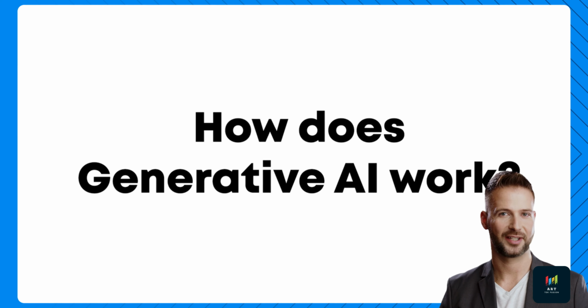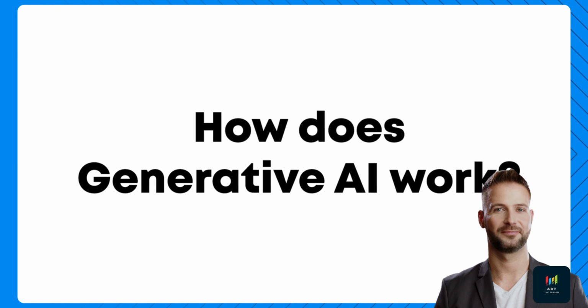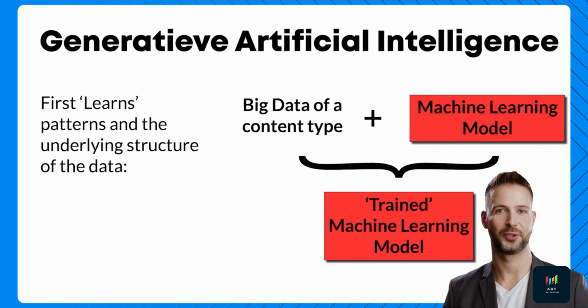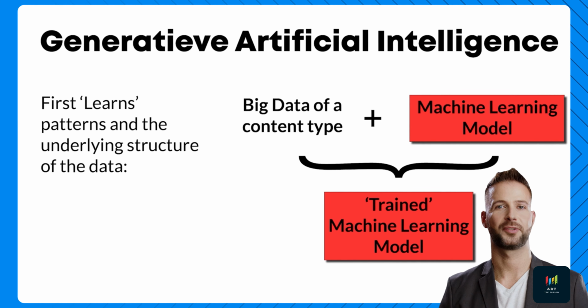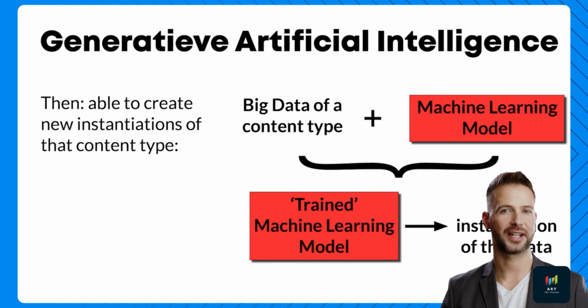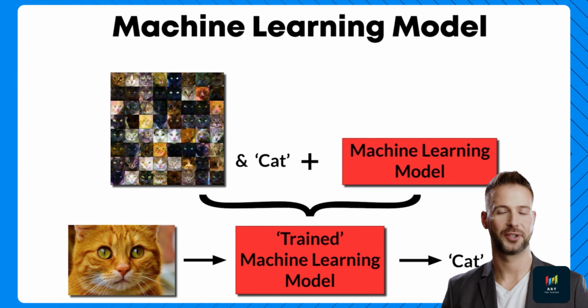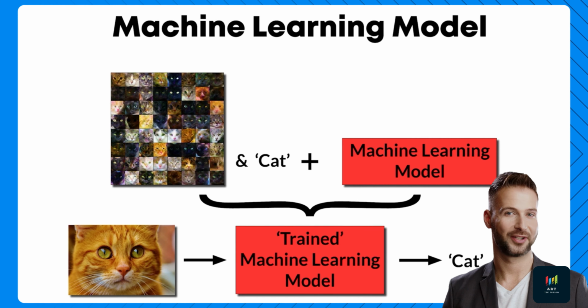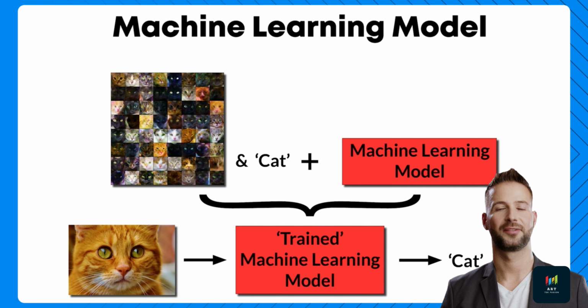So in this one, we are going to talk about how generative AI works. So let's first take a look at how the actual model works. Generative AI is first trained on an enormous dataset. From this dataset, the AI model learns the underlying patterns of the data, which it then uses to create new instantiations of that data. For instance, when a traditional machine learning model is trained on many images and their descriptions, the model would be able to classify a new image.